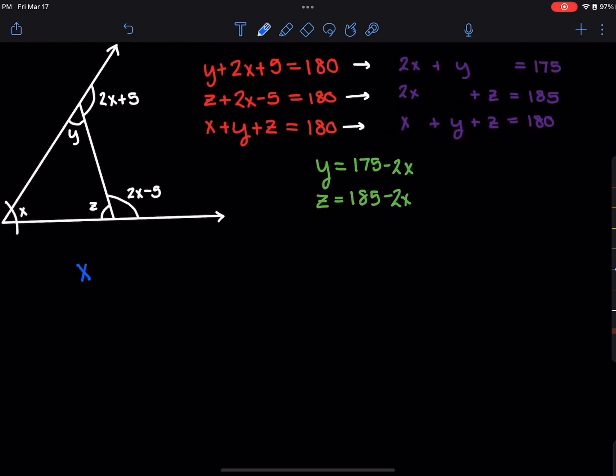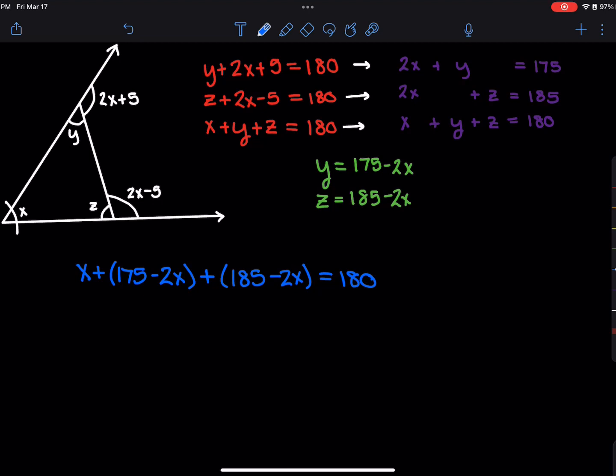And then from there, we can plug that into that third equation. So we would get x plus, in parentheses, 175 minus 2x, plus, in parentheses, 185 minus 2x, is equal to 180. And finish writing that down.